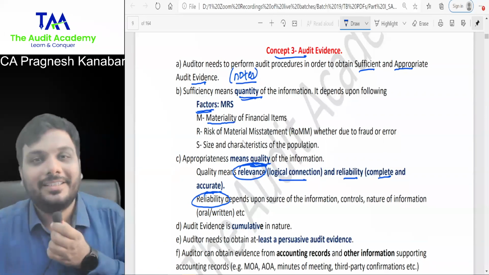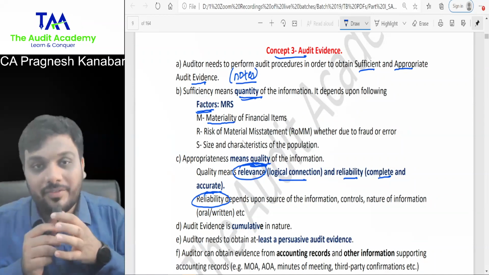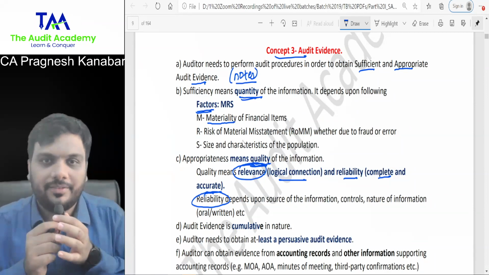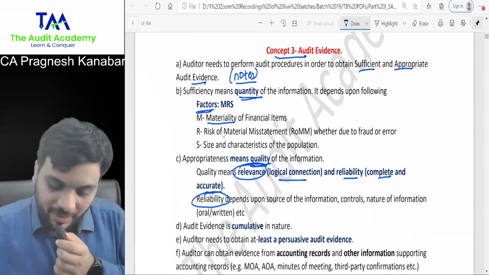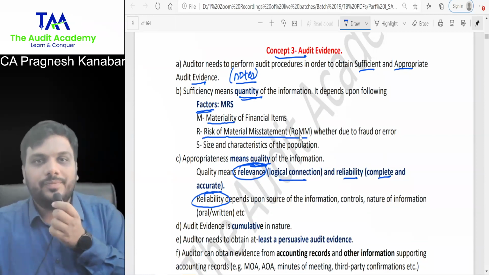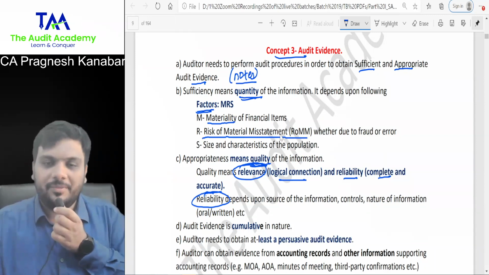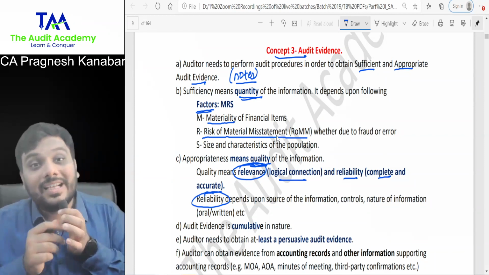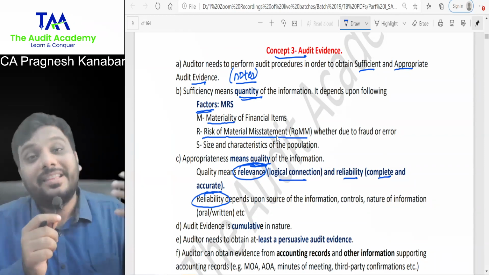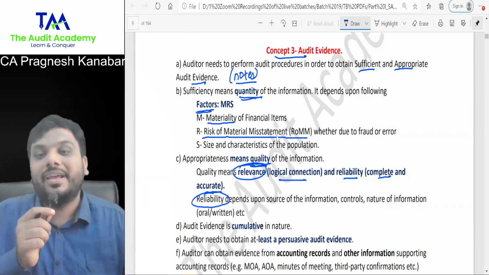Materiality of financial items. Because whichever item is highly material, we need more information for that. And then you remember this favorite phrase which you used to use at inter-se level? Risk of material misstatement. What are the chances of error and fraud? What can go wrong? How much can go wrong? Where things can go wrong? Where there could be error? Where there could be fraud?